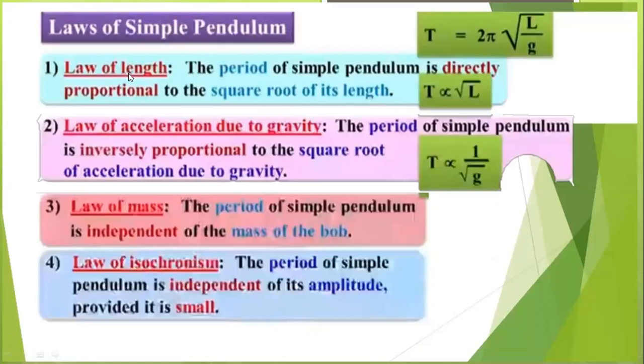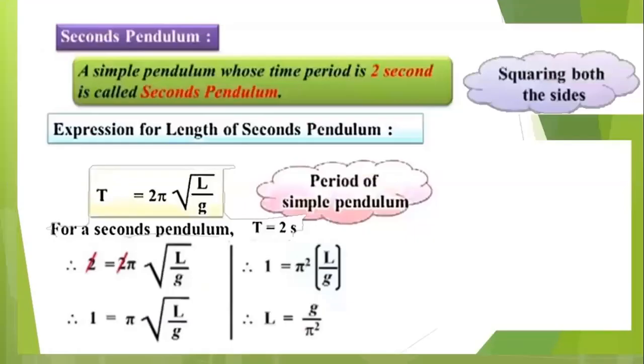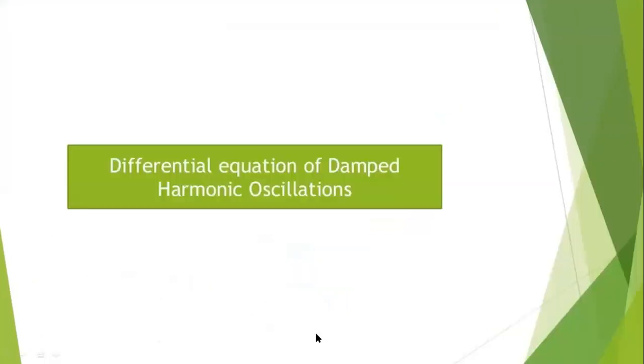Different laws according to the last equation: the periodic time is directly proportional to the square root of length. Law of acceleration: it is inversely proportional to the square root of gravitational acceleration. Law of mass: the period of a simple pendulum is independent of the mass of the sphere or block attached to the string, and the period is independent of its amplitude when it is very small. Seconds pendulum: the simple pendulum whose time period is 2 seconds is called a seconds pendulum. So put the value of capital T as 2 seconds. Simplify it, the length of the seconds pendulum is g upon pi square.